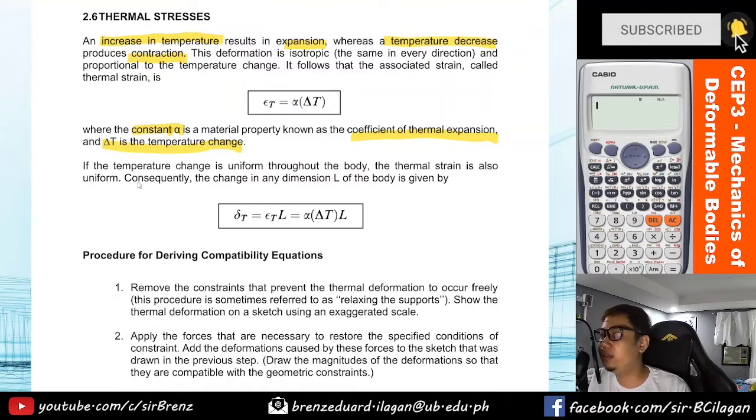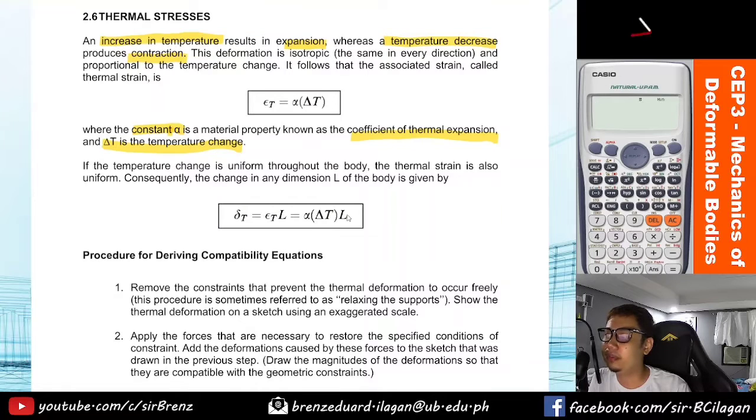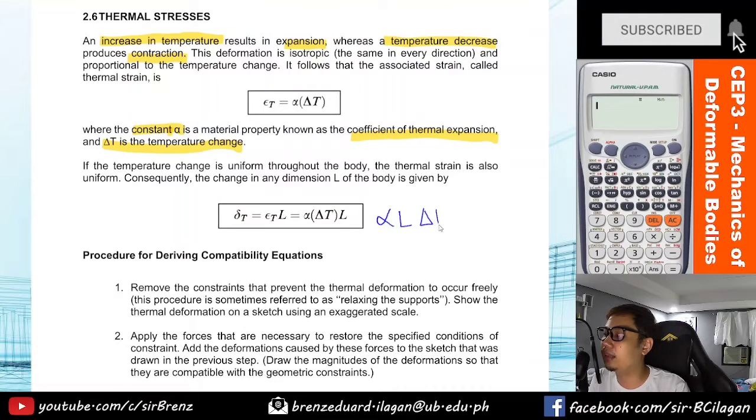So, if the temperature change is uniform throughout the body, the thermal strain is also uniform. Consequently, the change in length in any direction L of the body is given by this equation: delta is equal to the strain due to temperature times L, or that is equal to alpha delta T times L. Alpha times L times delta T.